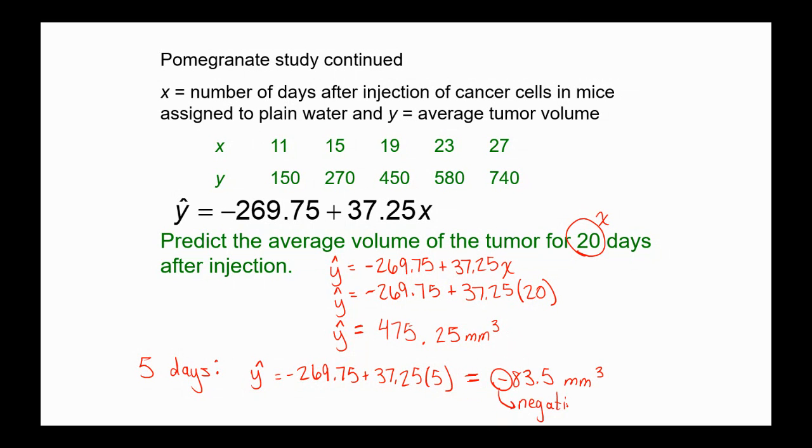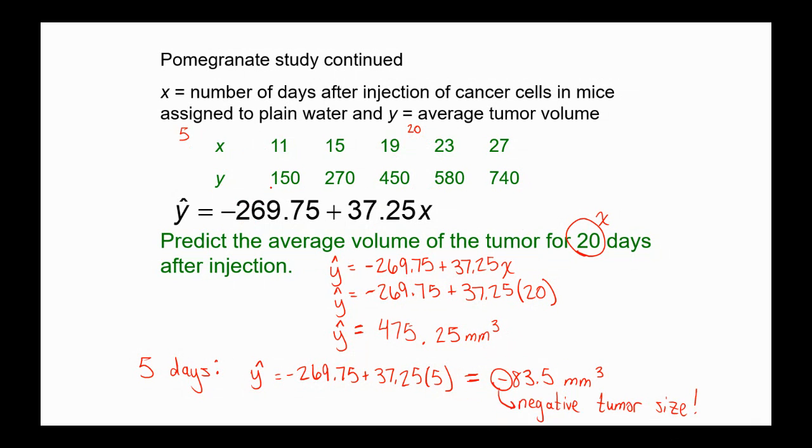Now, let's just make that negative tumor size. What if the answer was negative what? Negative 83.5. Let's take a look here at our original data though. When we plug in the 20, it's sitting right here between the 19 and the 23, for the x's. When I plug in a 5, the 5 is way over here.